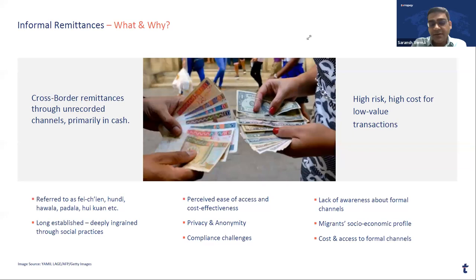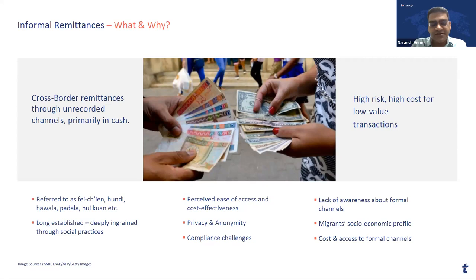A very significant aspect of informal remittances is privacy and anonymity. These cash transactions lead to privacy and anonymity, which pose challenges for regulators, for policymakers, for market participants like us, et cetera. And these prove a boon for users who are using such channels for a lot of activities which need to be curtailed. So we'll talk about those also in a bit. But privacy and anonymity are key aspects of informal remittances.